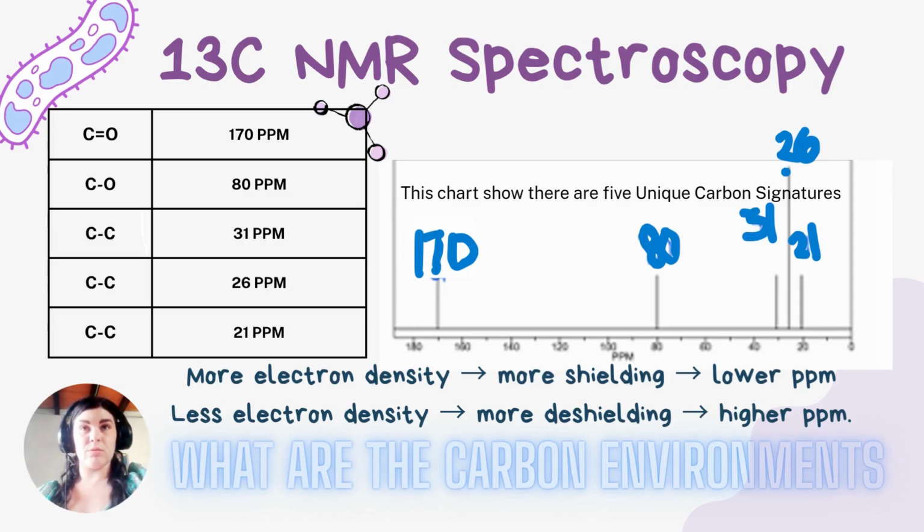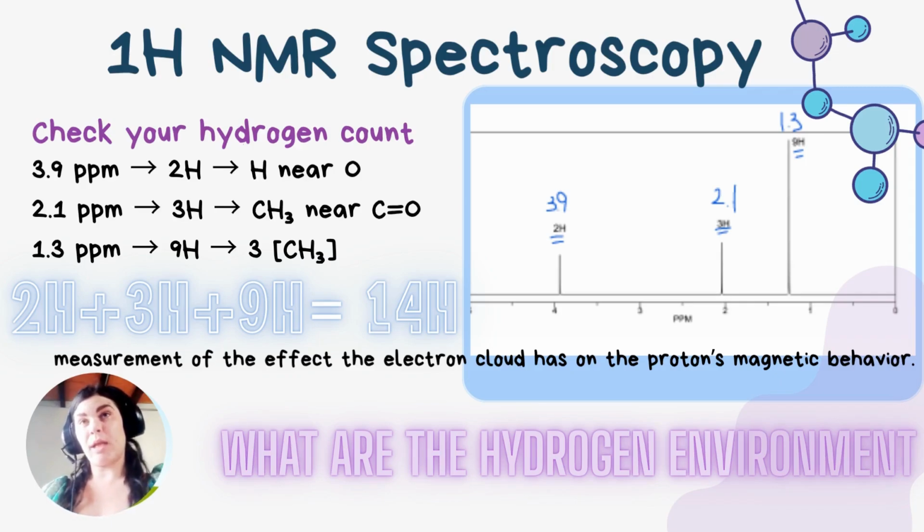the location. And lastly, we have a process that is called 1H NMR spectroscopy. Here we're going to identify the hydrogen environments of each hydrogen. So what this will do, from what I understand, is that we're going to be focused more on the positive charges here and the effect the electron cloud has on the proton's magnetic behaviors.